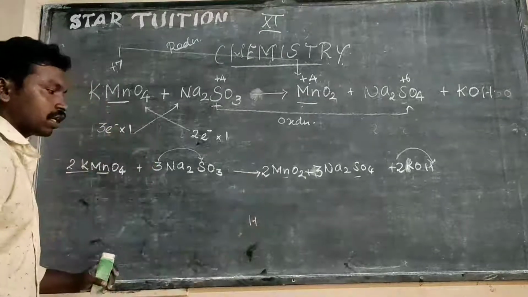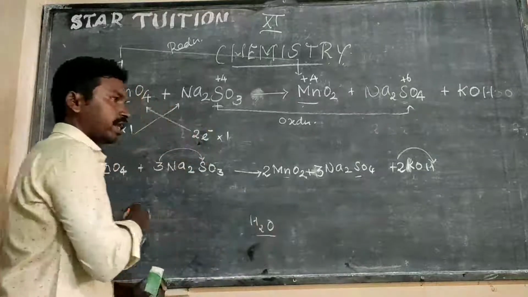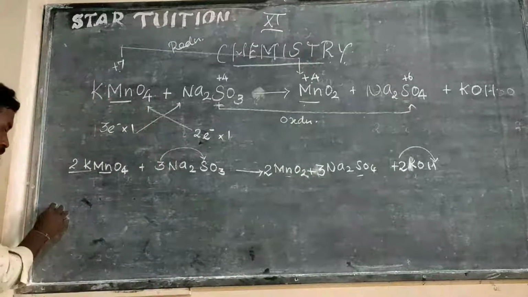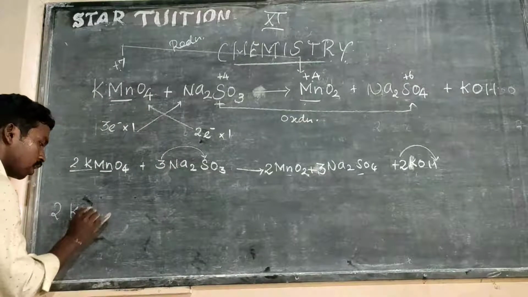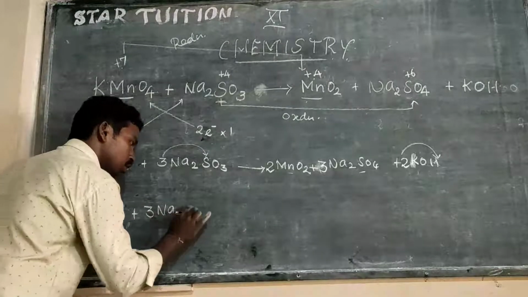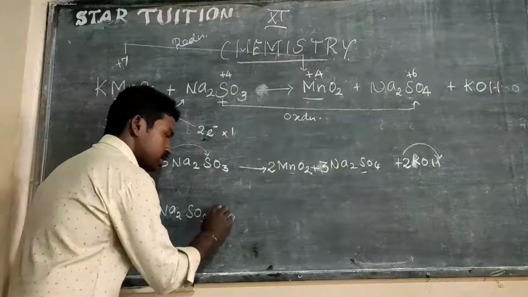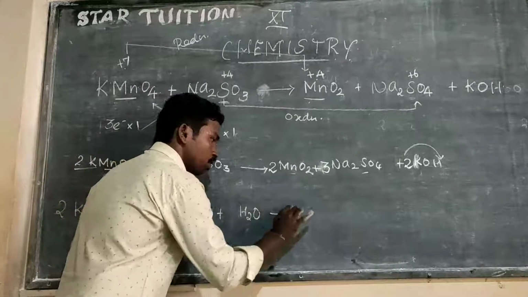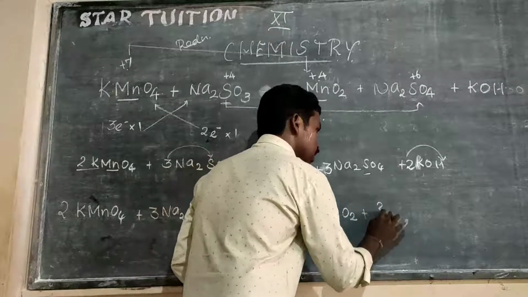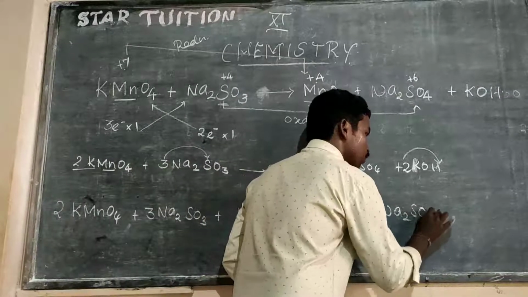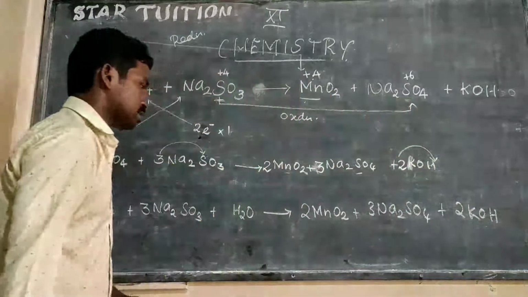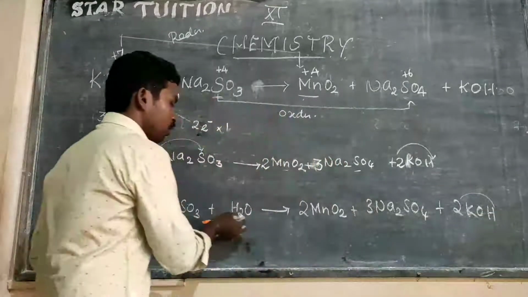What is the formula for water? H2O. So here there are 2 hydrogens. So we can add one molecule of water in the reactant side. So again write the equation: 2KMnO4 plus 3Na2SO3 plus H2O, which gives 2MnO2 plus 3Na2SO4 plus 2KOH. So hydrogen is balanced. Here 2 hydrogens, here also 2 hydrogens.